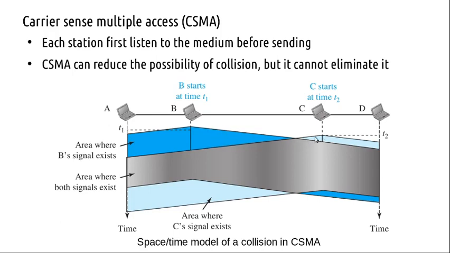As of now, C doesn't see this channel as busy. It sees it as idle and it sends its frame. So at this particular point, there is overlap, there is a collision. Now that is what the problem is. So the collisions can still occur.